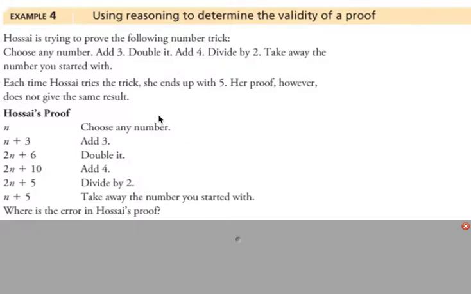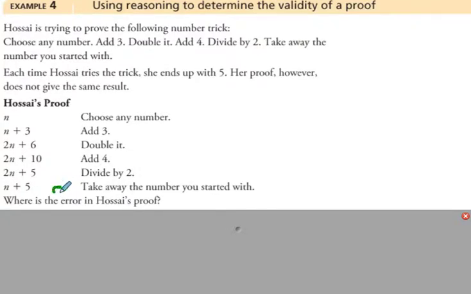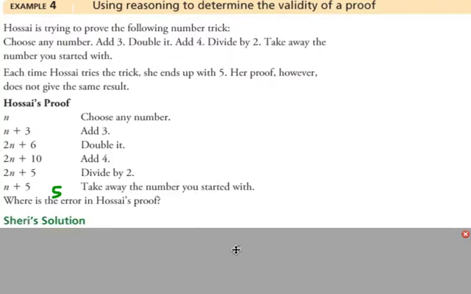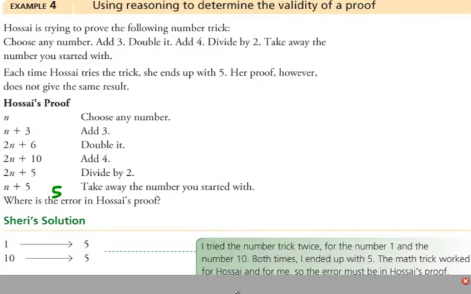So her proof does not prove that though. So there's an error in her proof. So she starts with any number, and at the end she should end up with 5. And she has n plus 5. So we can take a look at what the error was in this.